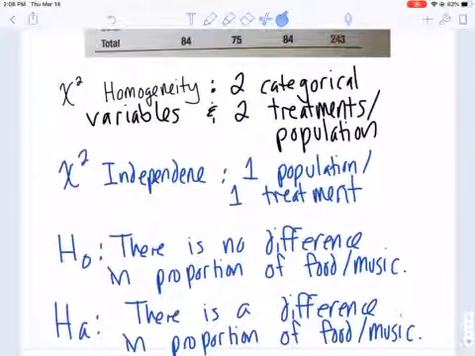In the next video, we'll explore how to do the observed counts versus expected counts and how we can calculate our chi-square statistic.